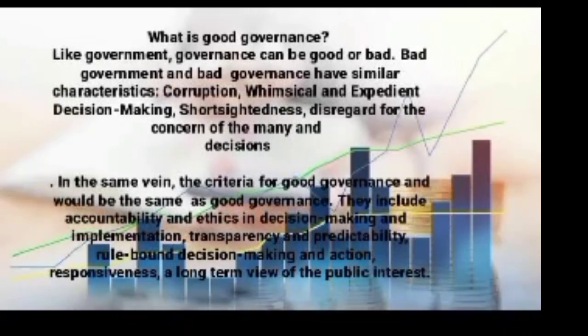What is good governance? Governance is like government. Governance can be good or bad. Bad government and bad governance have similar characteristics: corruption, whimsical and expedient decision making, short-sightedness, and disregard for the concerns of the many. In the same vein, the criteria for good governance are the opposite. They include accountability and ethics in decision making and implementation, transparency and predictability, role-bound decision making and actions, responsiveness, and a long-term view of the public interest.